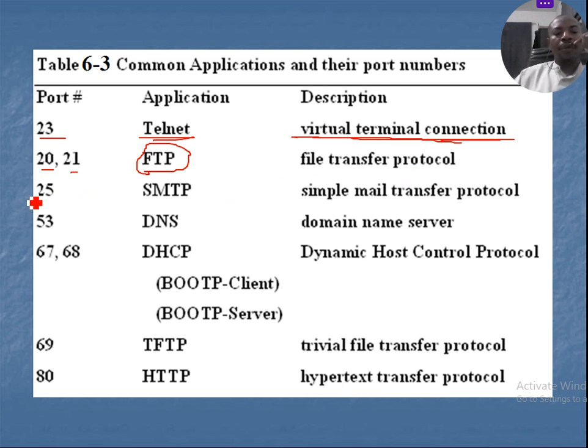Now, when you hear port 25, it's usually applied for SMTP, Simple Mail Transfer Protocol. So it's simply for sending mails. And then when you hear port 53, it's very common with DNS, which is called the Domain Name Server.